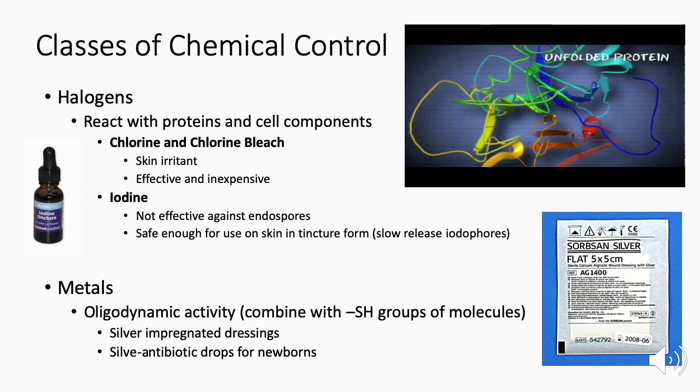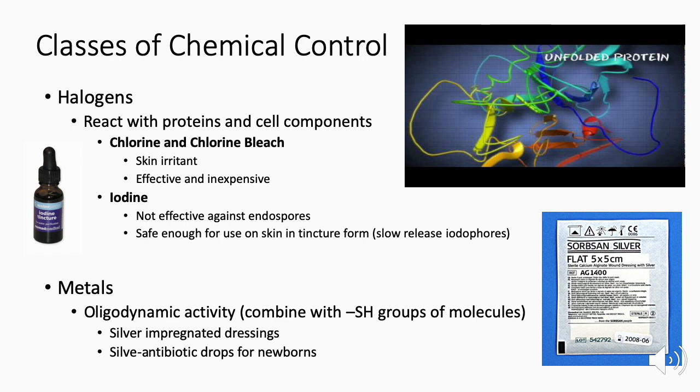All right, another class of chemical control is metals. There's not a whole lot of metals that are used. Silver is the most common. Metals work by combining metal ions with sulfhydryl groups, and this process is known as oligodynamic activity. Now, you won't see the term oligodynamic activity in your textbook, but I'm just going to let you know there is a question on the exam that specifically asks about the mechanism of action of metals. And the only correct answer is oligodynamic activity. So if you watched this lecture, you are lucky enough to get one free answer for exam one.